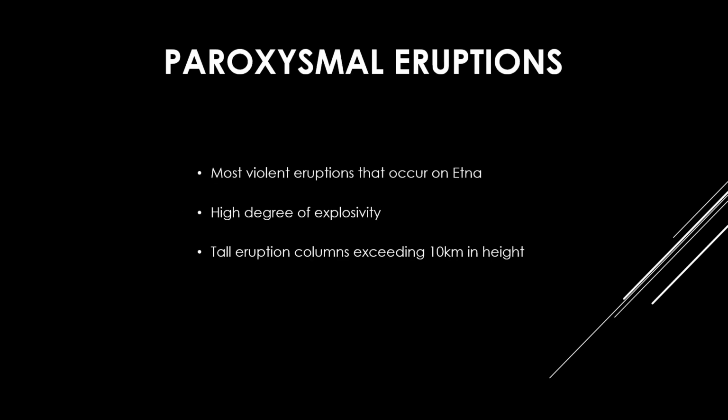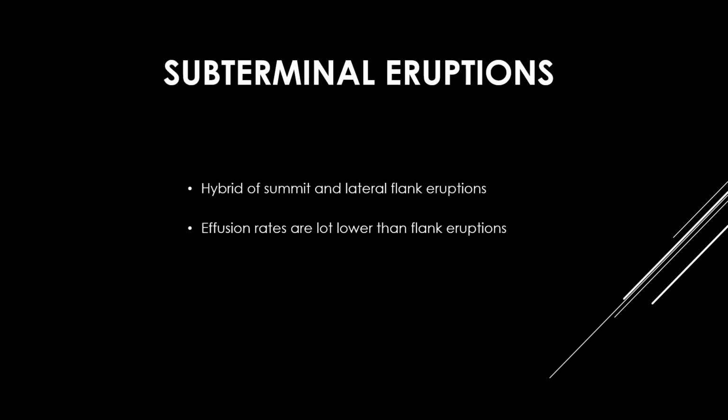Paroxysmal eruptions are the most violent eruptions that occur on Etna and are characterized by an unusually high degree of explosivity, and at times are not even accompanied by lava effusion. A characteristic feature is the formation of tall eruption columns which can exceed 10 kilometers in height, as well as widespread ash falls.